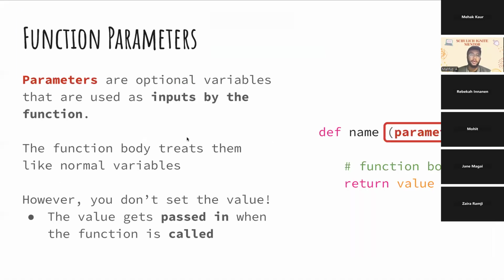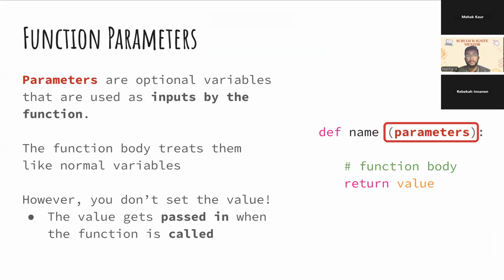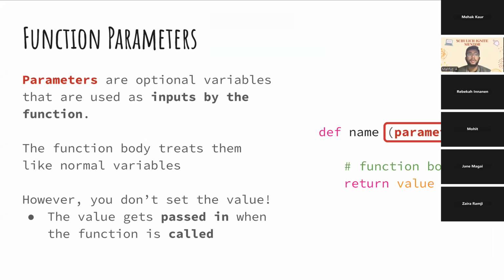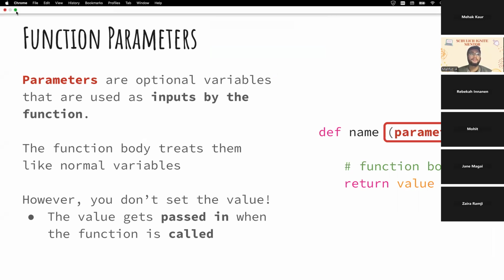parameters. Okay. So parameters are optional variables that are used as inputs by the function. The function body treats them like normal variables. However, you don't set the value. The value gets passed in when the function is called, right? So let me show you guys a quick example.